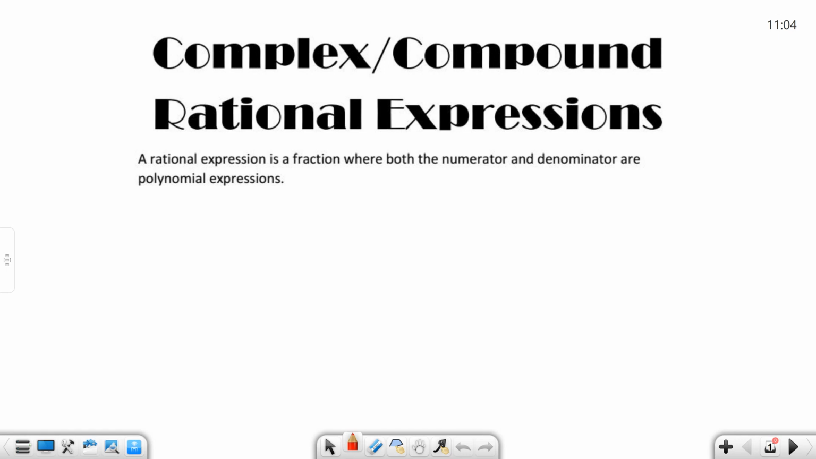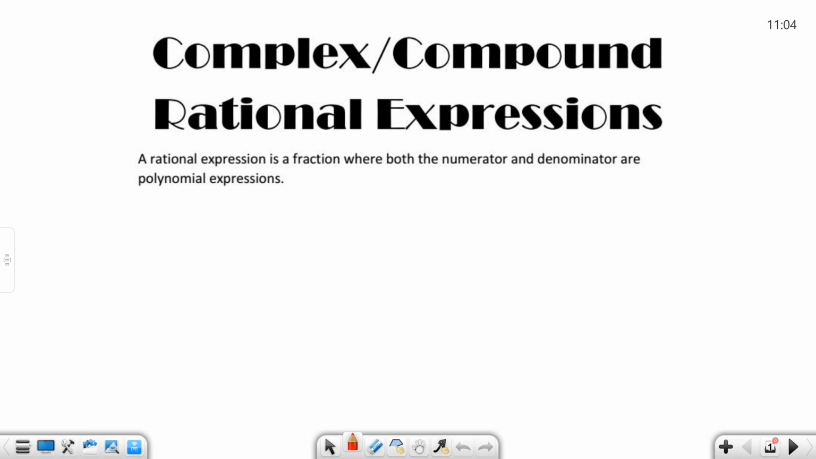Complex or compound rational expressions. So what this is basically, a fraction or fractions inside a bigger fraction or another fraction. Forgive me, I will refer to the bigger fraction and the smaller fractions. The smaller fractions are the fractions inside the outer fraction. I don't think that's mathematically proper, but that's what I'm going to say, and hopefully you understand that as we go through this.